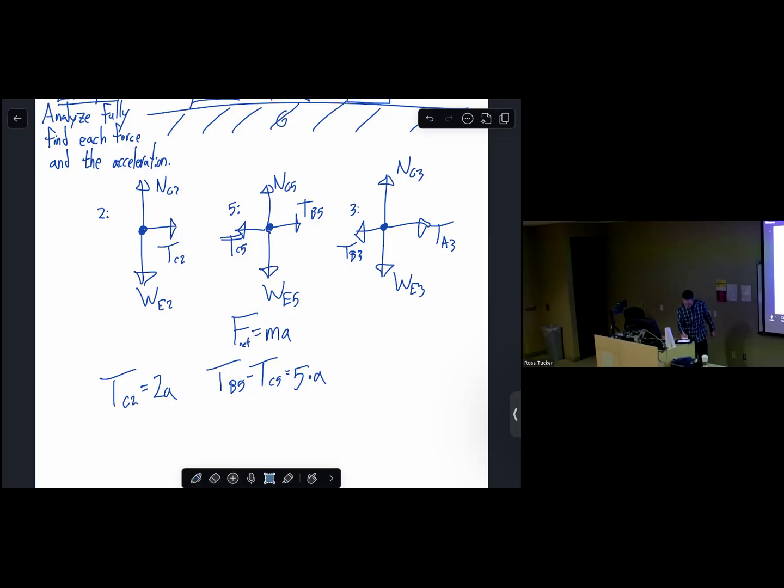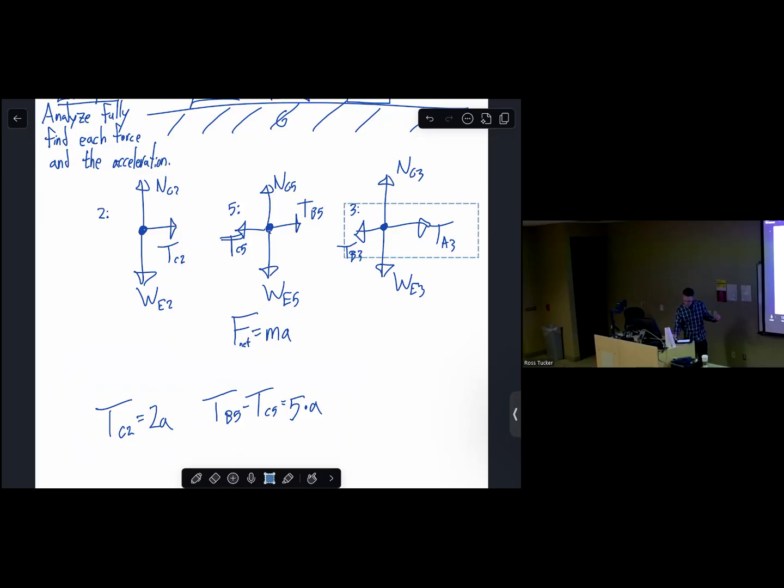Okay, so so far I have two equations. I would really like more people to get this. Let's apply this one more time. It's the same pattern. We're doing the same thing. Horizontal, box 3. All right? Tell me about these forces. Newton's second law.